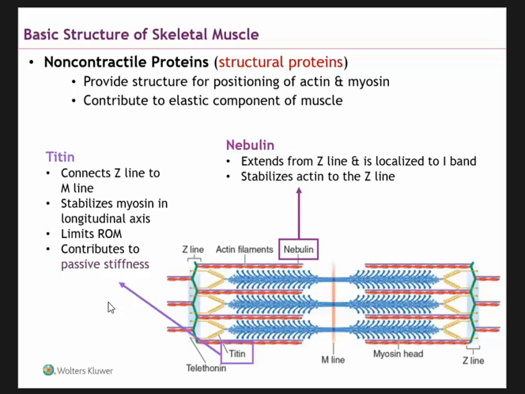Another interesting fact about titin is it's the third largest protein after actin. So it's myosin, actin, and then titin. What else does titin do? It limits range of motion.